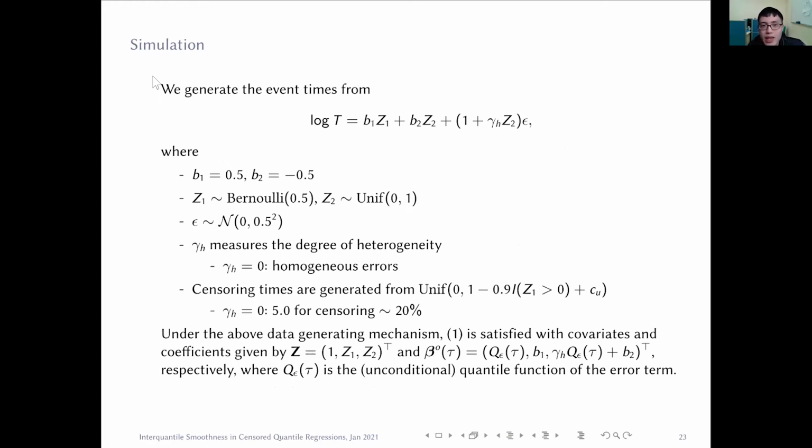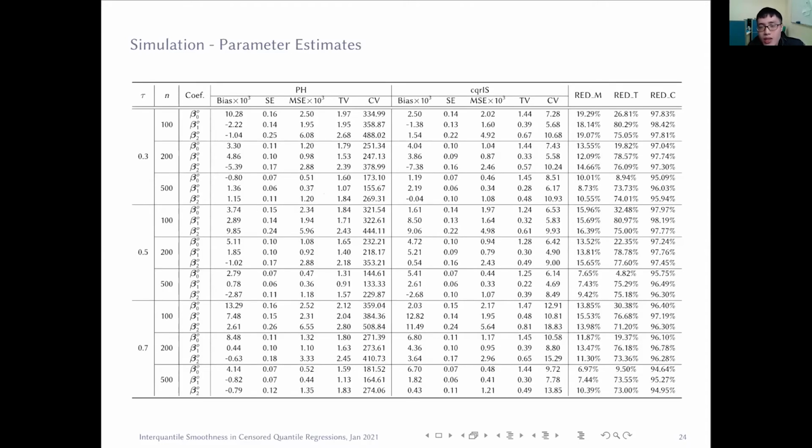Some more intuitive explanation by simulation study. We generate the event times according to this model, and the censoring rate is approximately 20%. Here are the simulation results. We can see that the PH and our SECRET estimators are both unbiased, with MSE close to 0. However, regarding the inter-quantile smoothness, which we measure using the local total variation and the local convexity, the SECRET estimator demonstrates significant improvements over the PH estimator. As you can see, the improvement can be up to 90%.